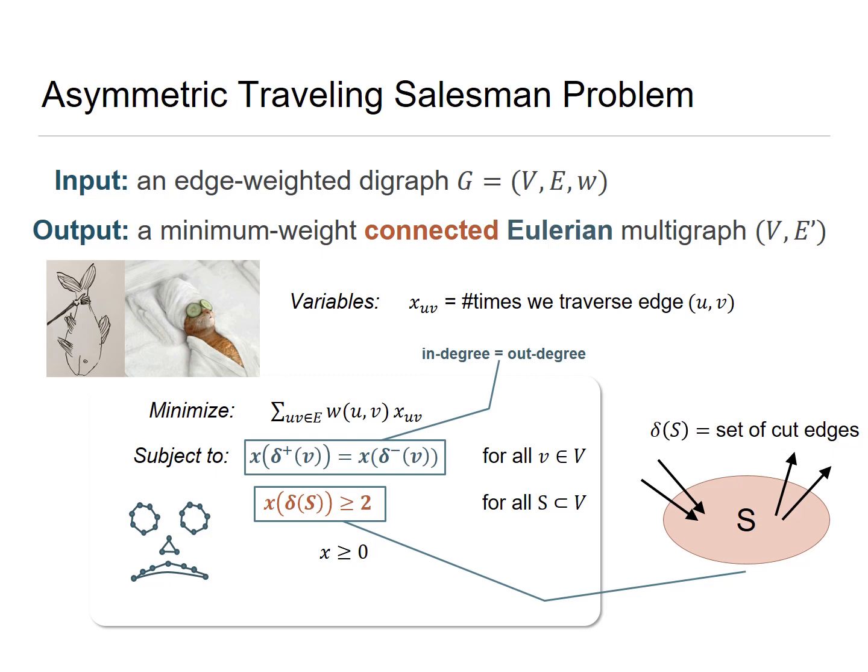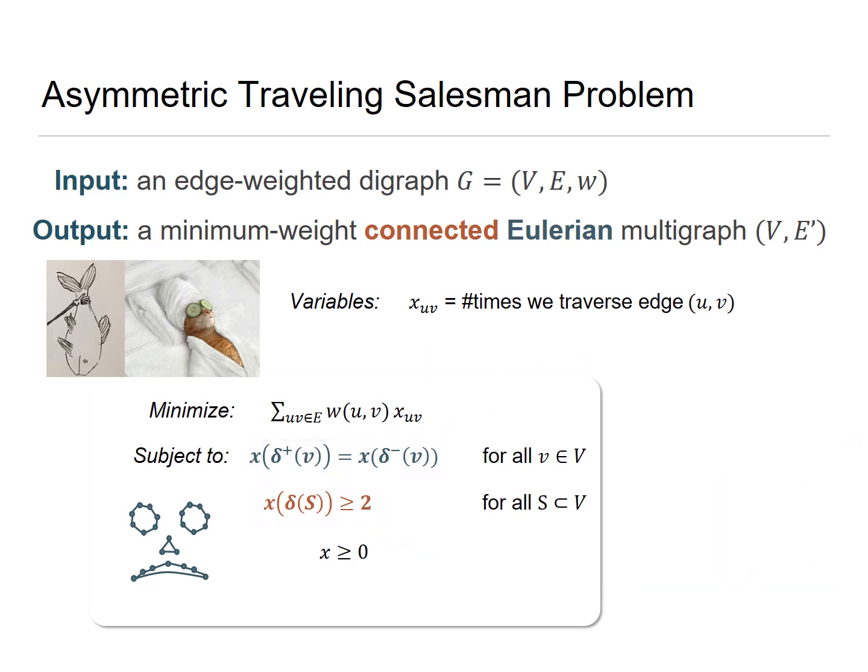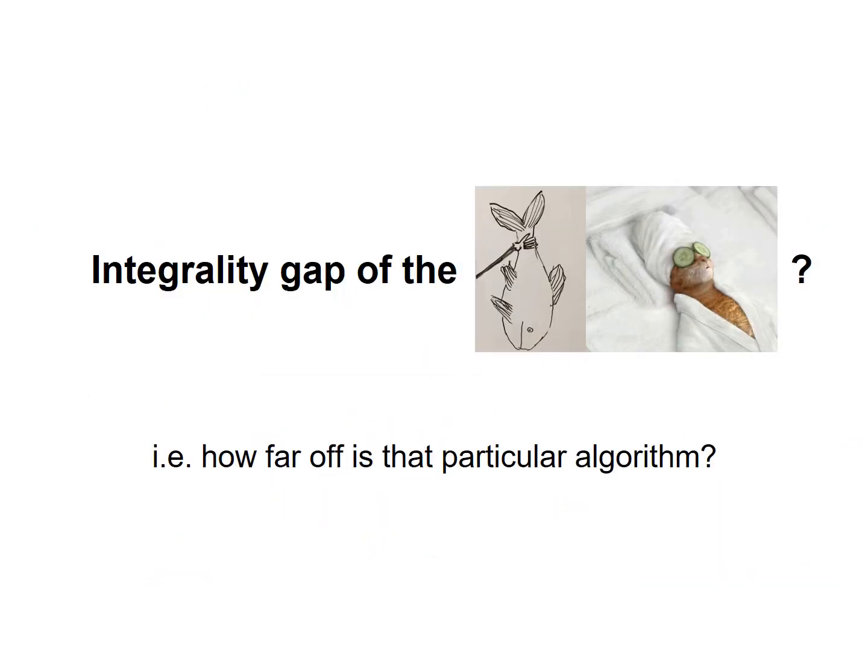If you have seen this linear program in the past, you might have seen it in the version where you have at least 1 unit of flow leaving a set. We prefer this version because it's a bit more symmetric: leaving and entering together should be at least 2 units. This is the LP, and again, we are really interested in the question of what is the integrality gap of this LP. People want to understand, there are various algorithms, but how good is this particular algorithm, of just solving the LP?